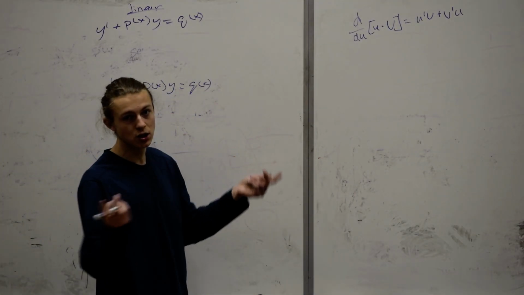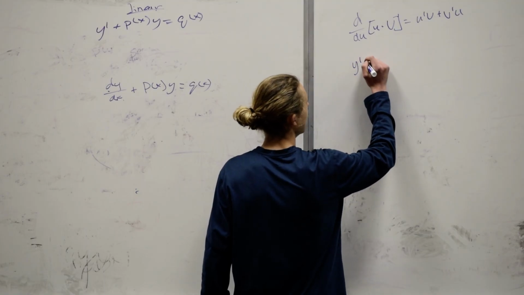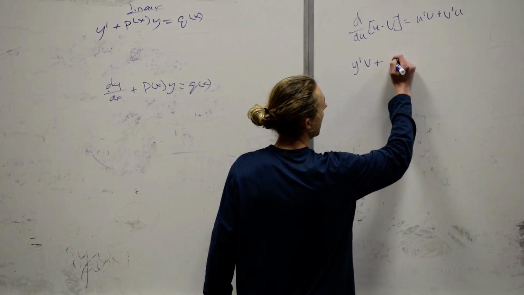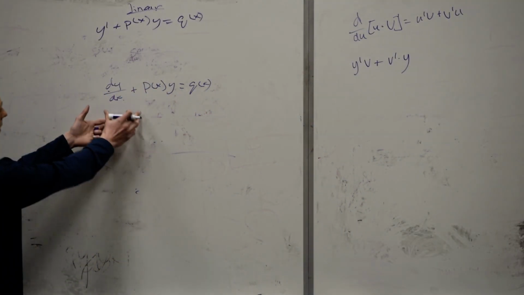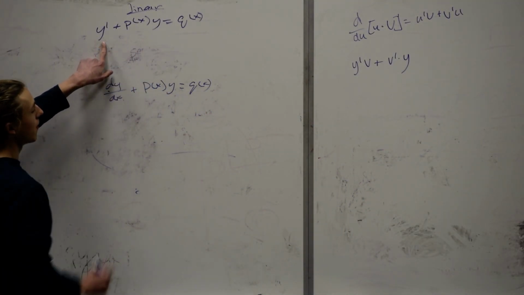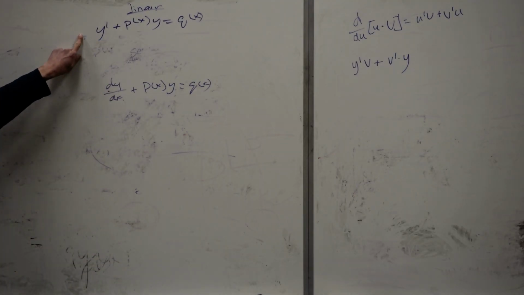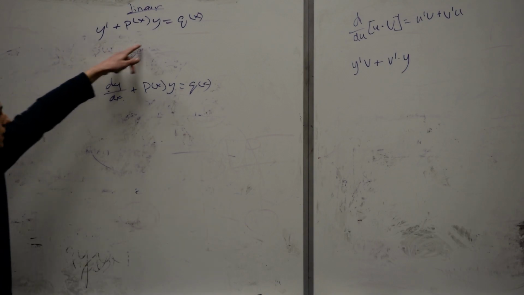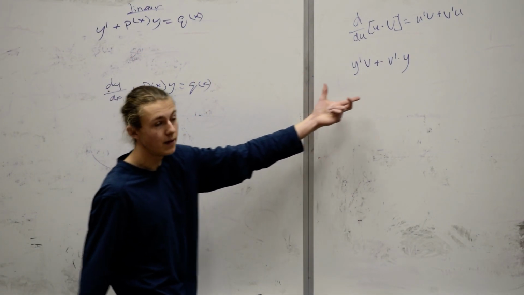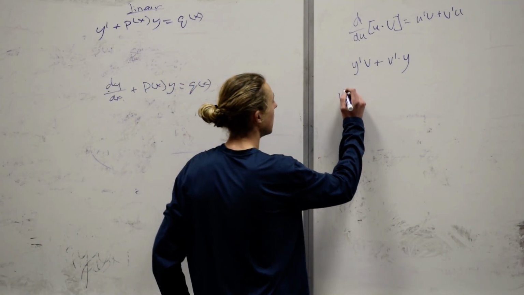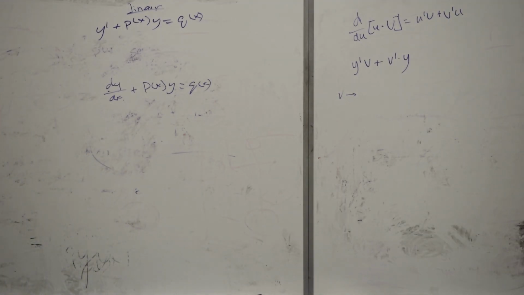If I change my u's to y's, I have y prime times v plus v prime times y. Notice how that looks similar to this, right? I have y prime times, maybe let's call this another function too. We could divide by q of x, and it looks like another function. So this is essentially the same thing, except v here is just another function of x. We don't know what it is, right? It's an unknown function of x.